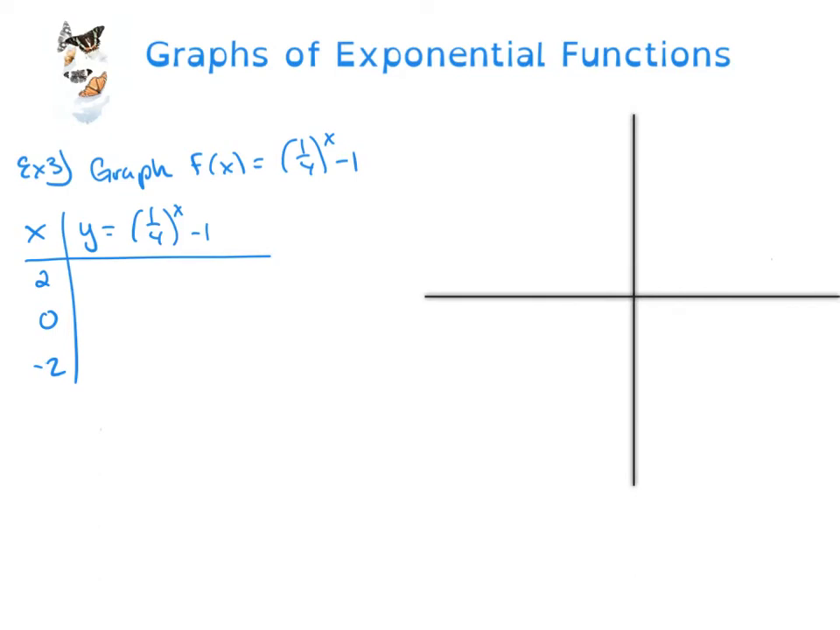Okay, for the next example, let's graph f of x equals 1/4 to the x power minus 1. So now remember, the a, the base underneath the x exponent, can be a fraction. It just has to be positive, and it can't be 1. So this will work. I can tell by looking here that the asymptote is at negative 1. So I think I'm going to go ahead and draw that in there.